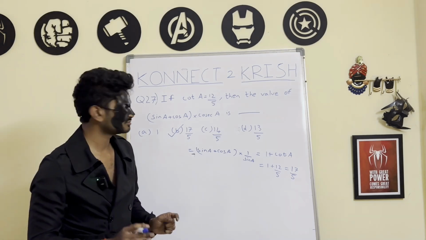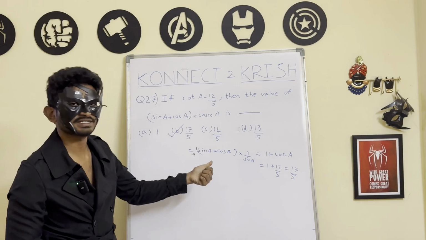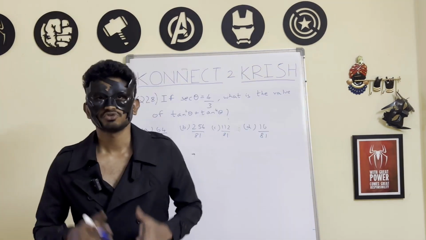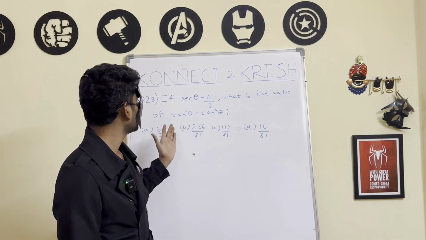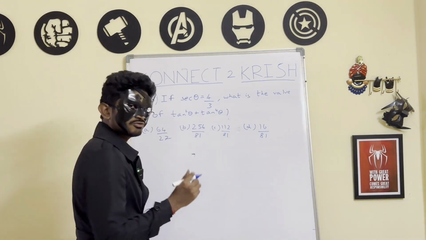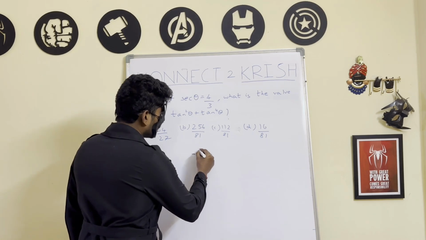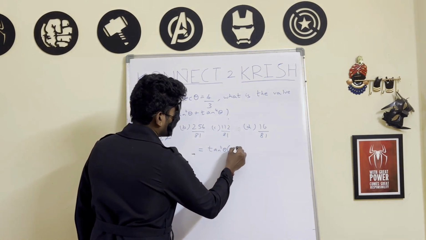So in exam, you need to be careful. Instead of solving the entire equation, you can simplify it to save your time. So superhumans, next question is, if secant theta is equal to 4 by 3, what is the value of tan square theta plus tan power 4 theta? So before you start to solve, you can simplify this equation. Take tan square theta in common, nothing but 1 plus tan square theta.